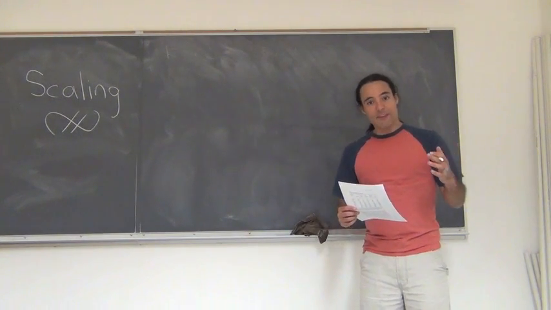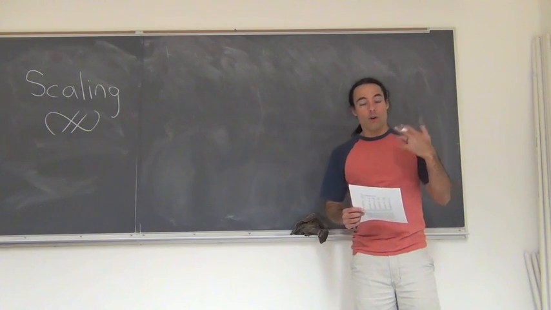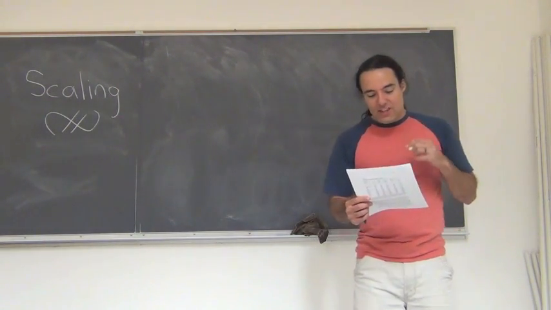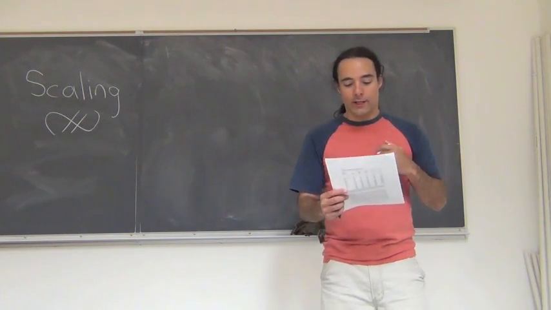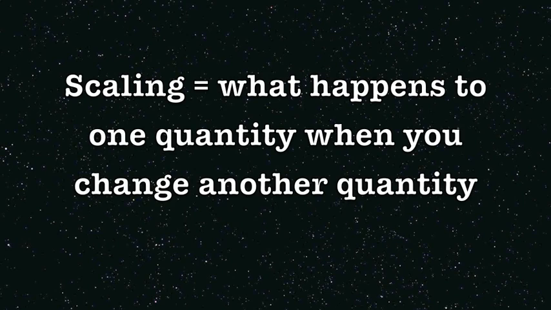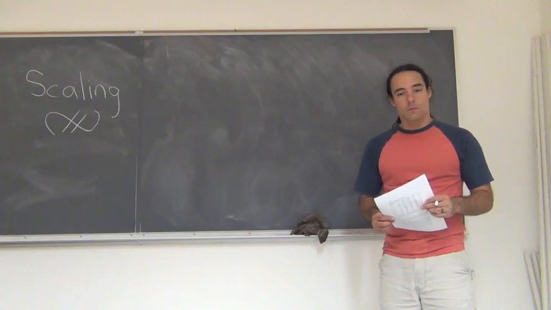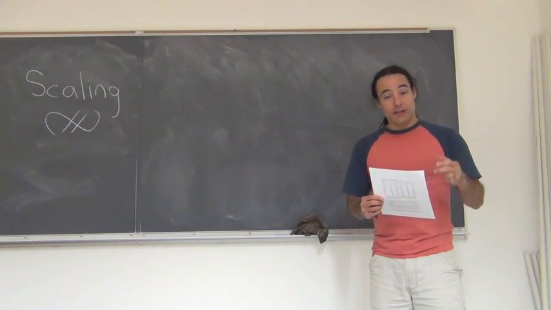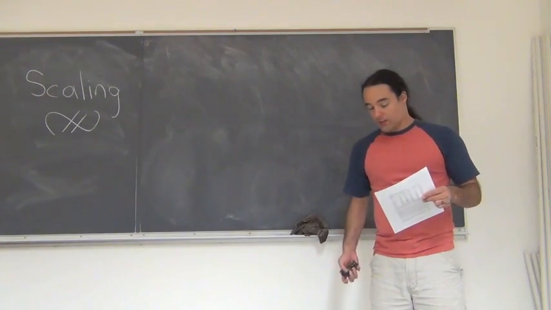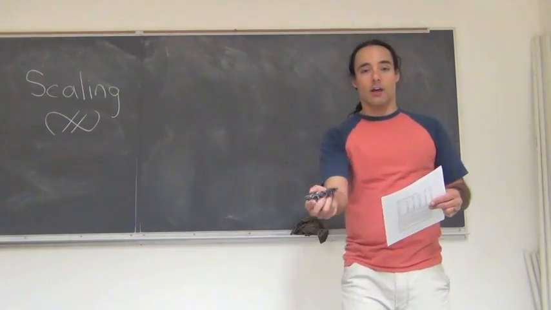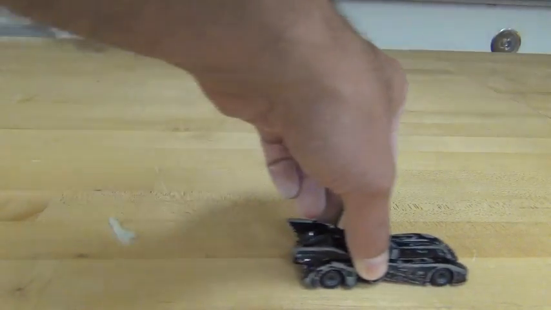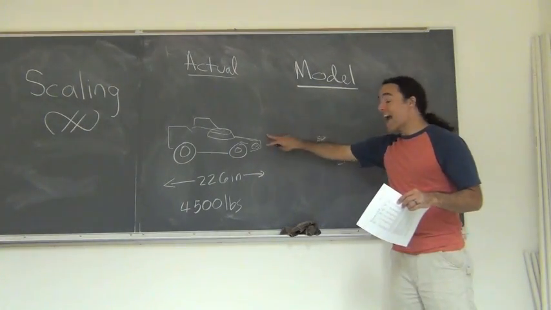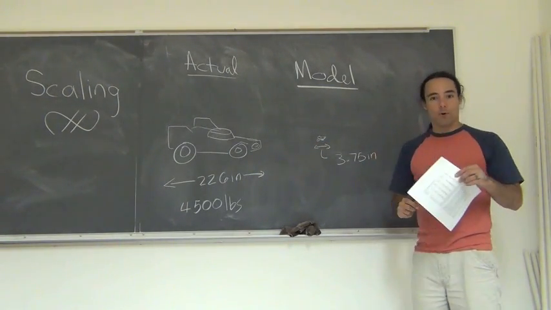Now we're going to talk about something called scaling. So we're going to define scaling this way. Scaling is what happens to one quantity when you change another quantity. Now, a typical example of this is building scale models. So, for example, I have here a scale model, basically a matchbox version of the Batmobile. Batman! We're going to compare our actual Batmobile to the model Batmobile.